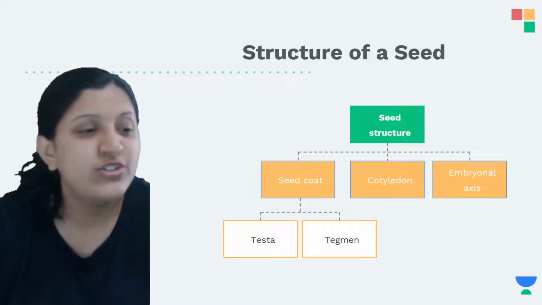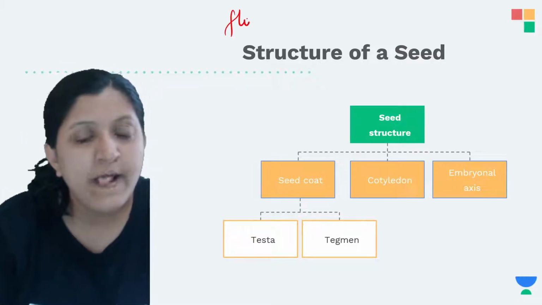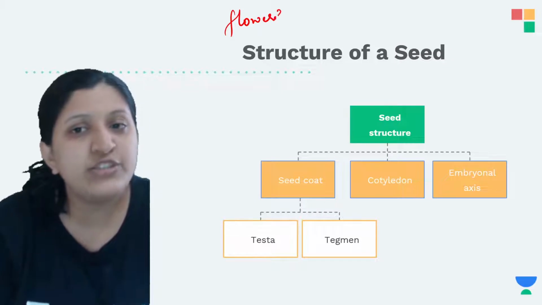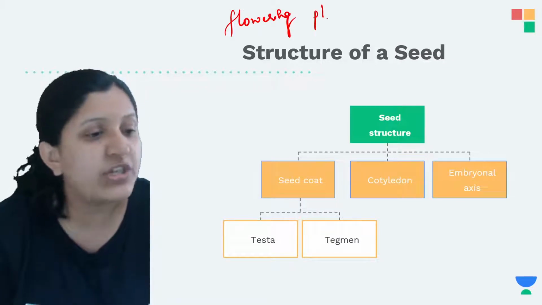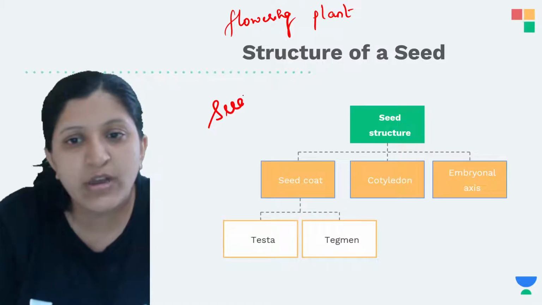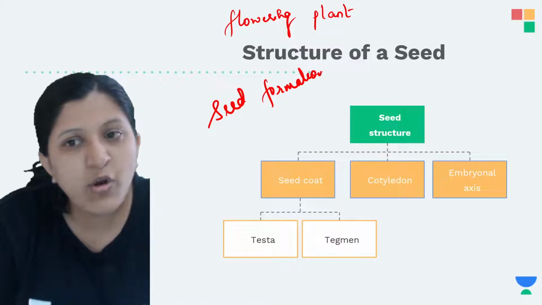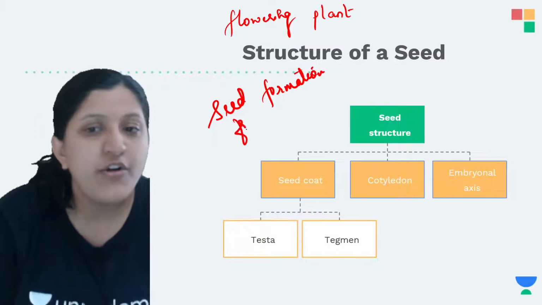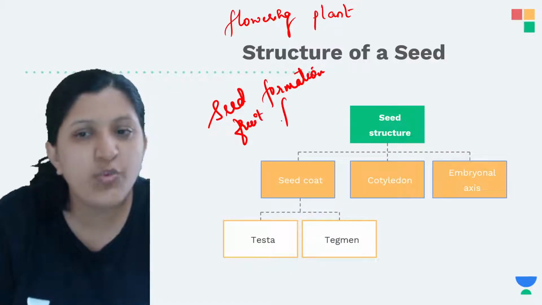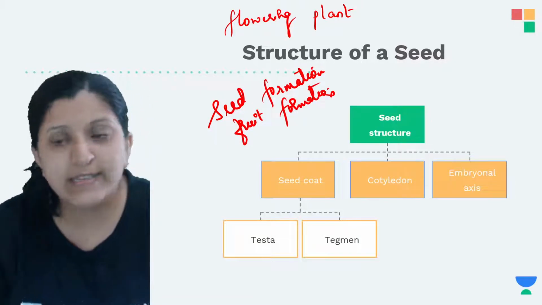That is after the fertilization. So now we are going to discuss the flowering plants which give rise to the seed formation and the fruit formation. We will talk about the seed formation today. Then we will also discuss the fruit formation, what exactly it is, or from where exactly it is coming.